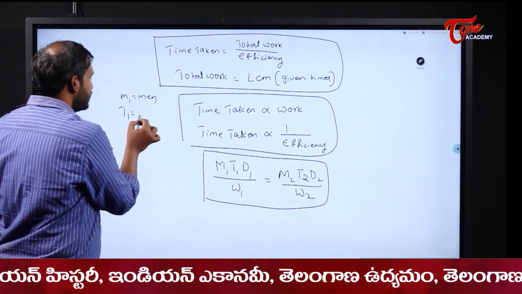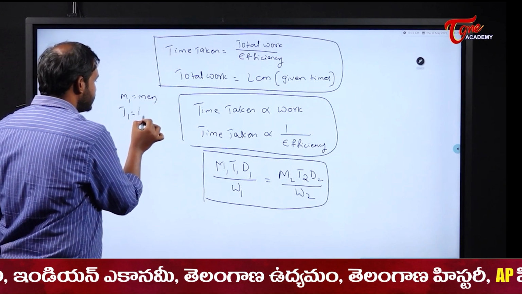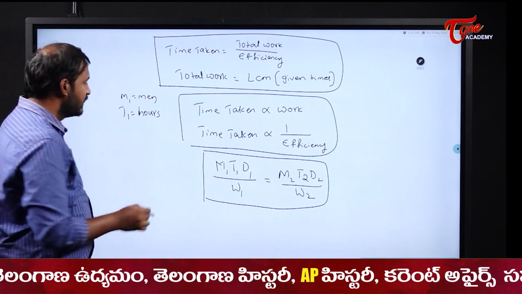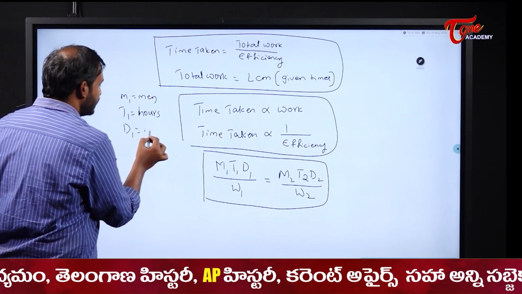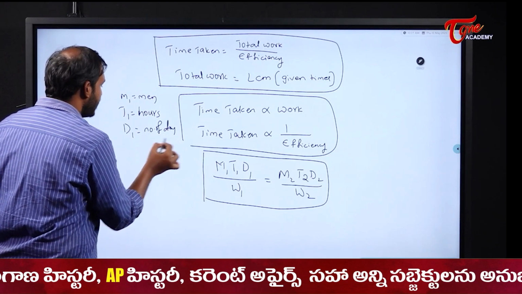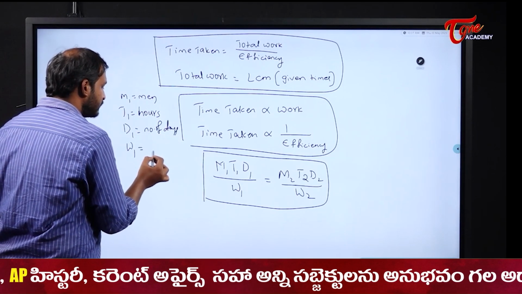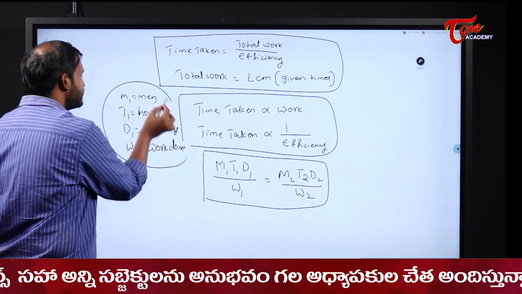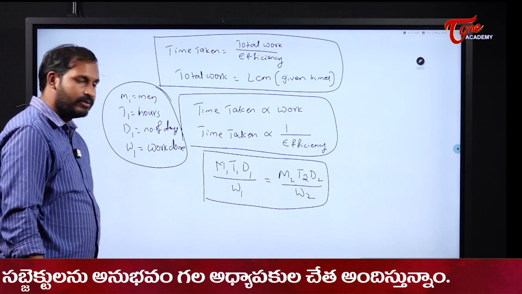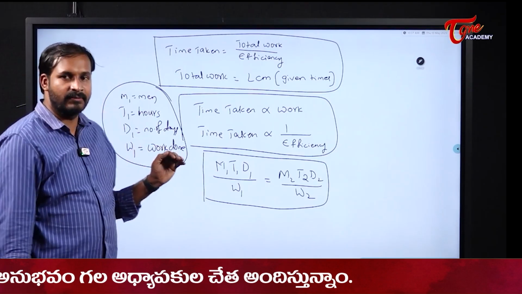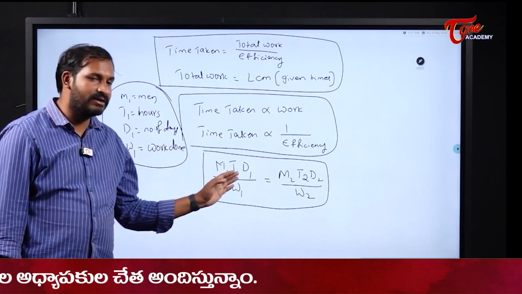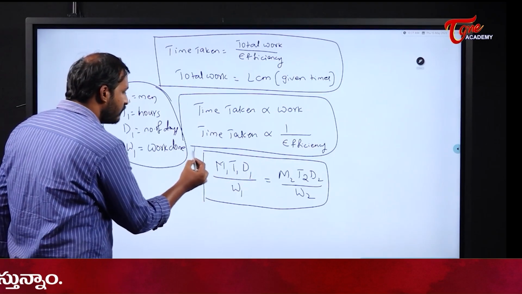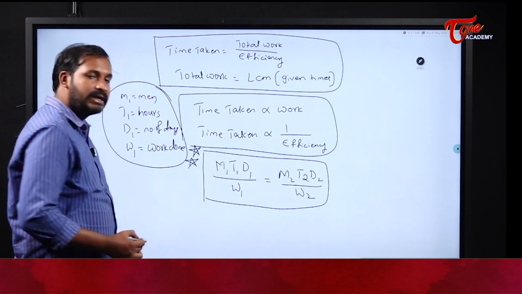T1 means hours, in how many hours they will work. Next, D1 means number of days. And W1 means the work done. What will happen for us in the questions is, same thing is related to M2, T2, D2, W2 also. So, we will see the examples later, but M1 T1 D1 by W1 is equal to M2 T2 D2 by W2. This is also one more formula which we are going to use in our time and work concept.